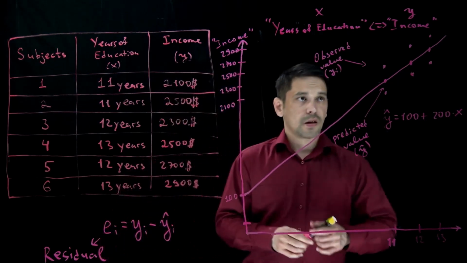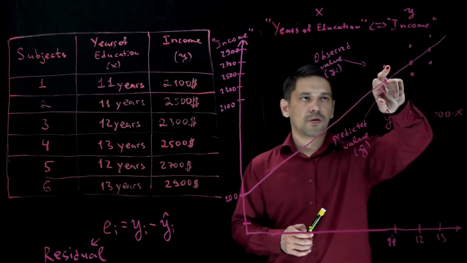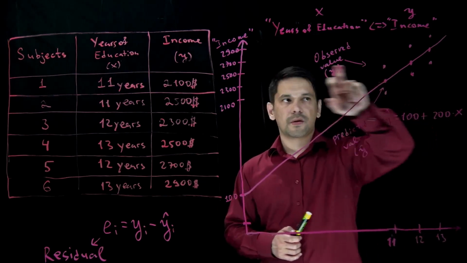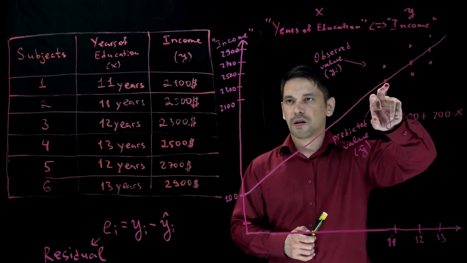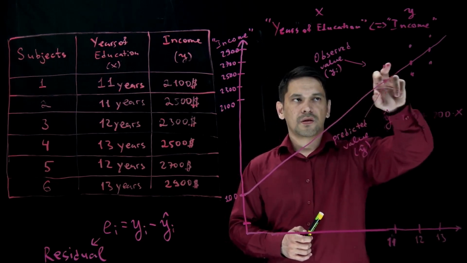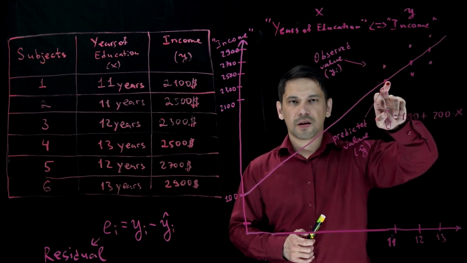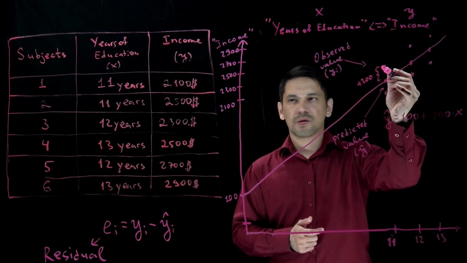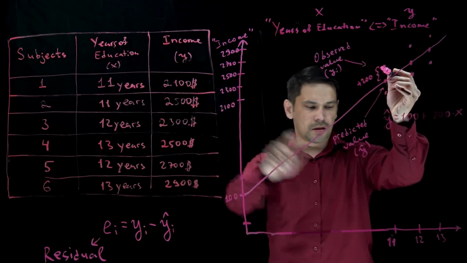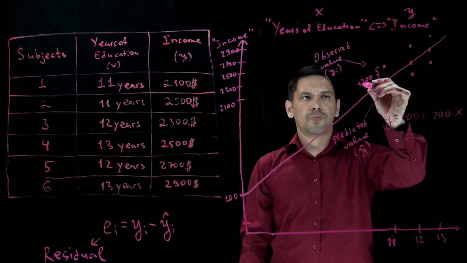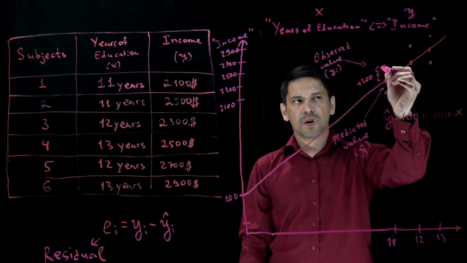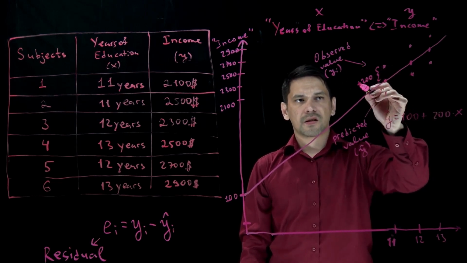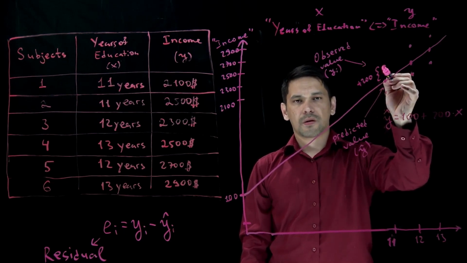Here's an example, guys. Let's say I want to calculate the residual for this dot, for this guy. We know that the observed value for this guy is 2,500. The predicted value for this guy is 2,300. 2,500 minus 2,300 gives me plus 200. It means that the residual for this person who has an income of $2,500 and 11 years of education is equal to plus 200. In other words, the distance between this dot and the regression line is equal to 200. The residual for this dot has a positive sign because the dot is above the regression line.